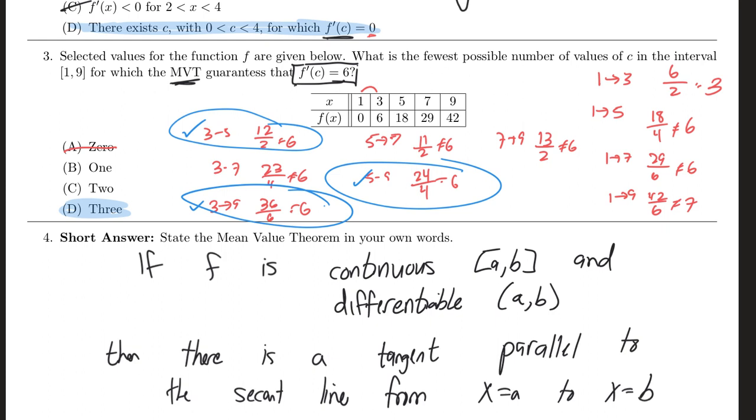All right, first of all, you have to know the conditions. It has to be continuous and has to be differentiable. All right, and then there's some type of tangent line you can find that's parallel to the secant line.